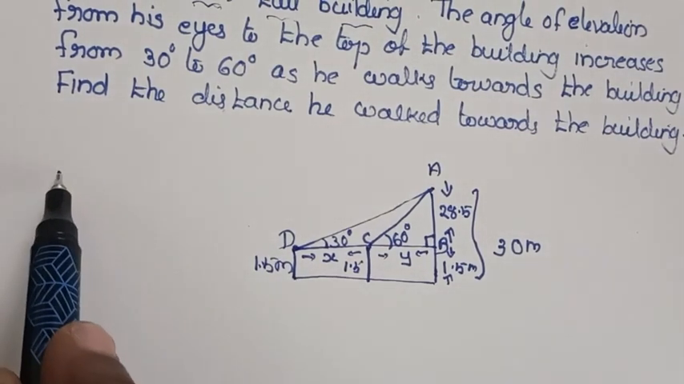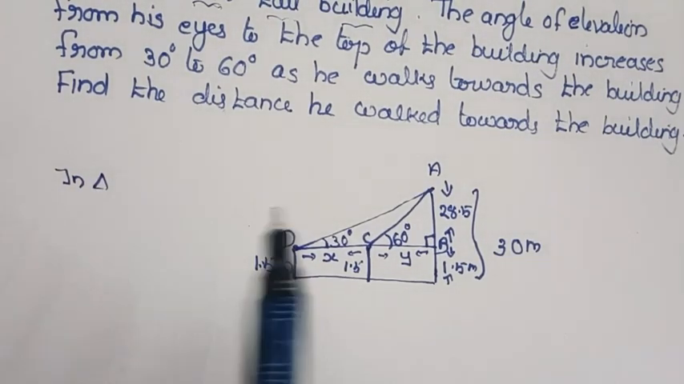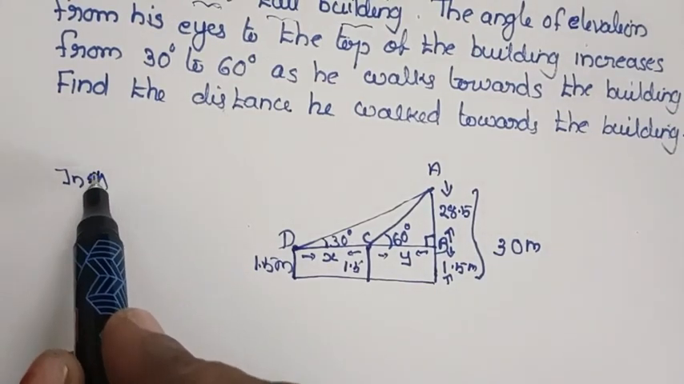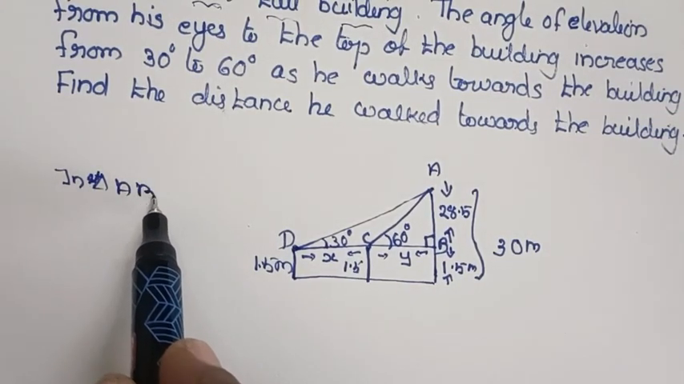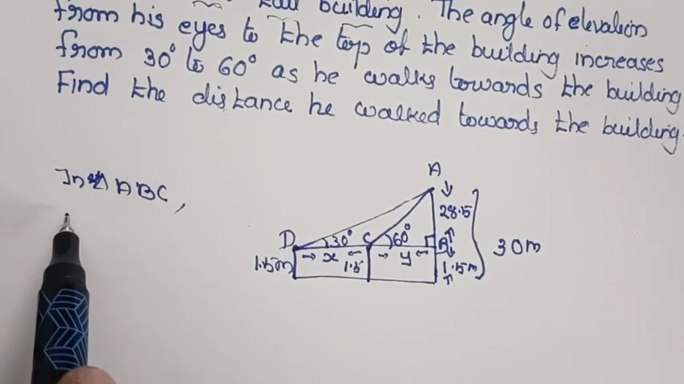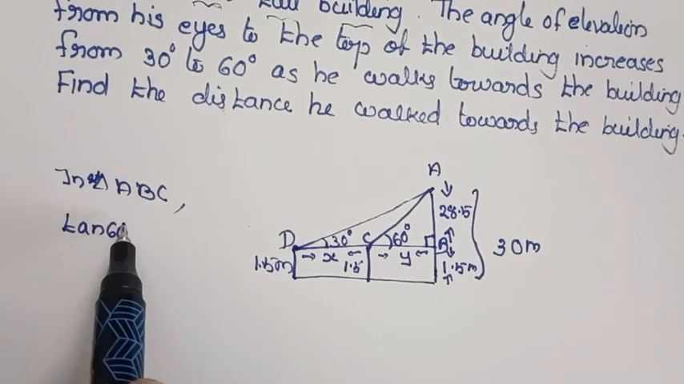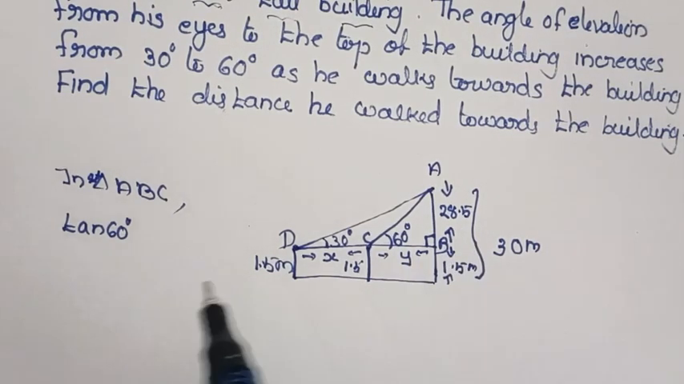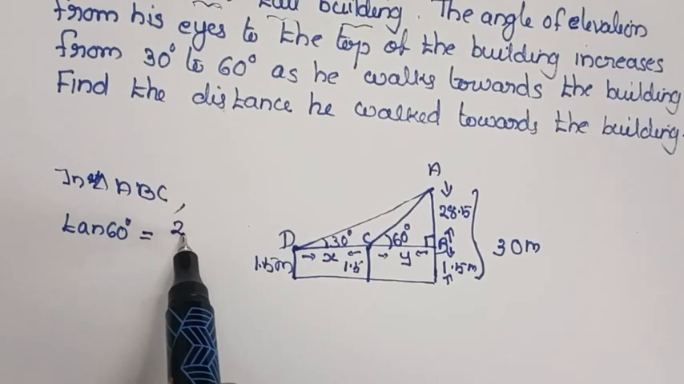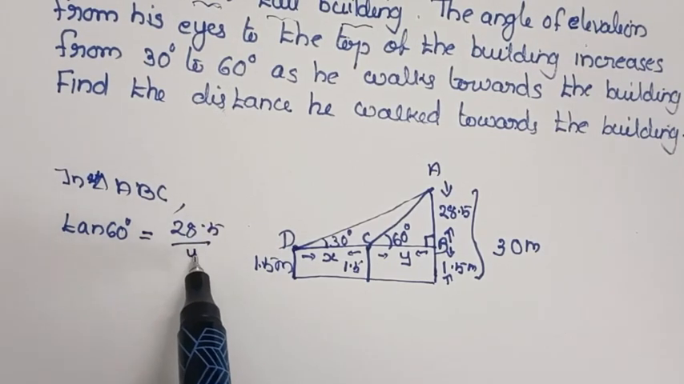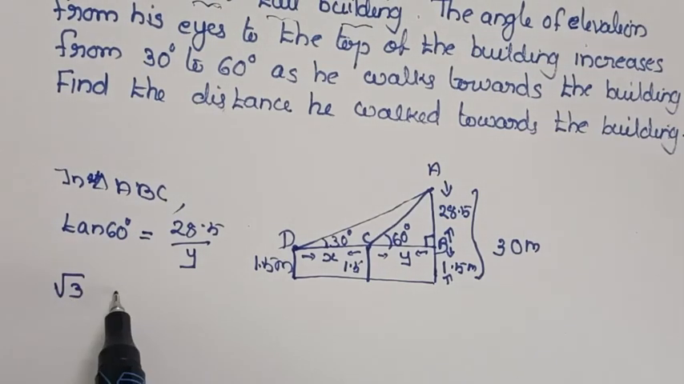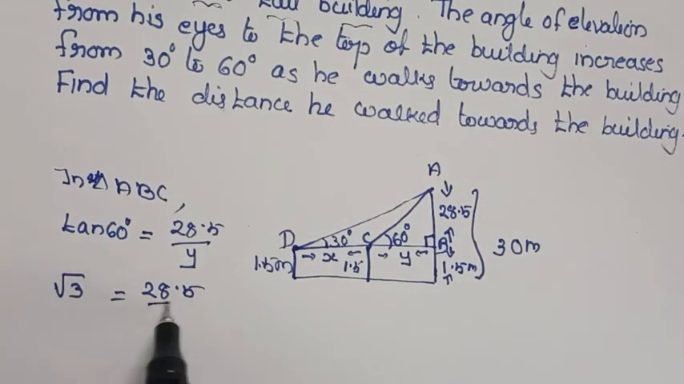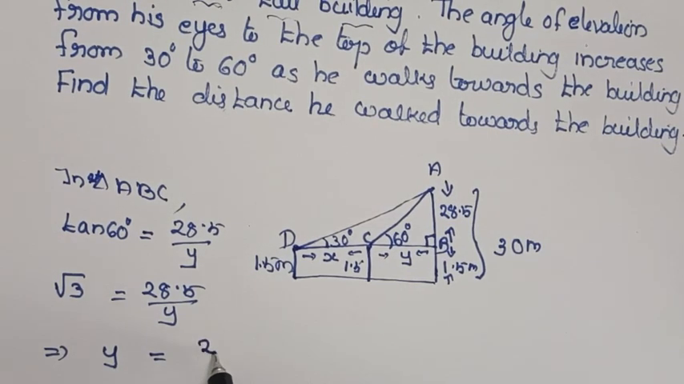First take right triangle ABC. We have tan 60 equal to opposite side over adjacent side. So tan 60 equals opposite side 28.5 divided by adjacent side y. Tan 60 equals root 3, so root 3 equals 28.5 divided by y. Cross multiplying, we get y root 3 equals 28.5, or y equals 28.5 divided by root 3.